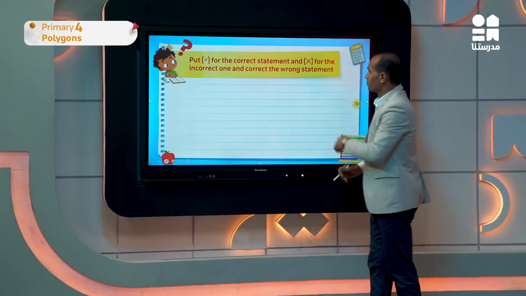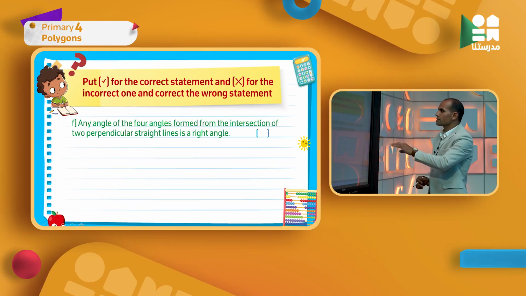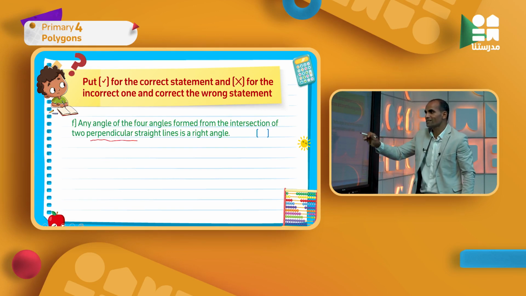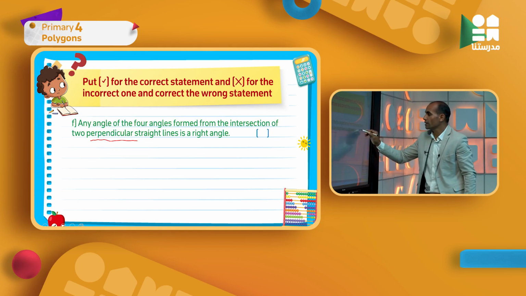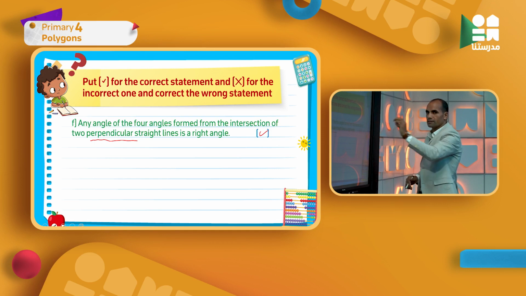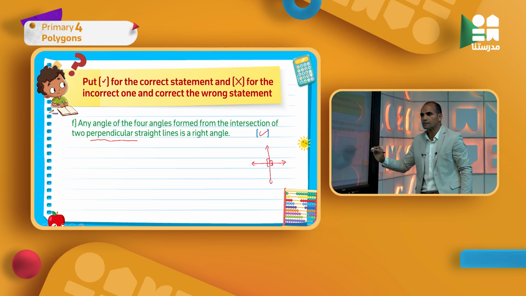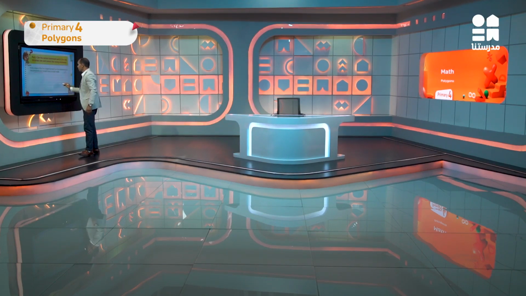The next. Put true for the correct statement again and false for the incorrect and correct the wrong statement. طيب. The first here: any angle of the four angles formed from the intersection of two perpendicular straight lines is a right angle. يبقى الستيتمنت ديت correct or wrong؟ Of course correct statement. Why? Because again هو قال لي any angle of the four angles، يبقى أنا عندي four angles بتتكون من the intersection of two perpendicular straight lines زي ما قلنا من شوية. Any angle here of the four angles as you can see is a right angle. So this is a correct statement. Great. تمام.